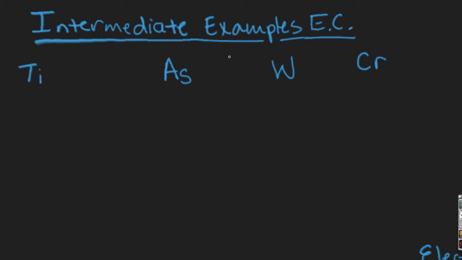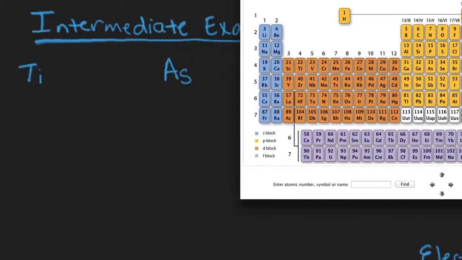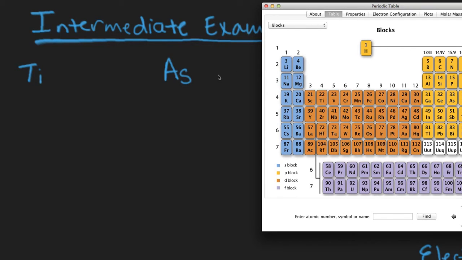Today we're going to look at some intermediate examples of electron configuration. Alright, let's start out with titanium. Titanium is here in the d block. It's on the fourth row. So when we're doing our filling of electrons, we could either A, use the periodic table.